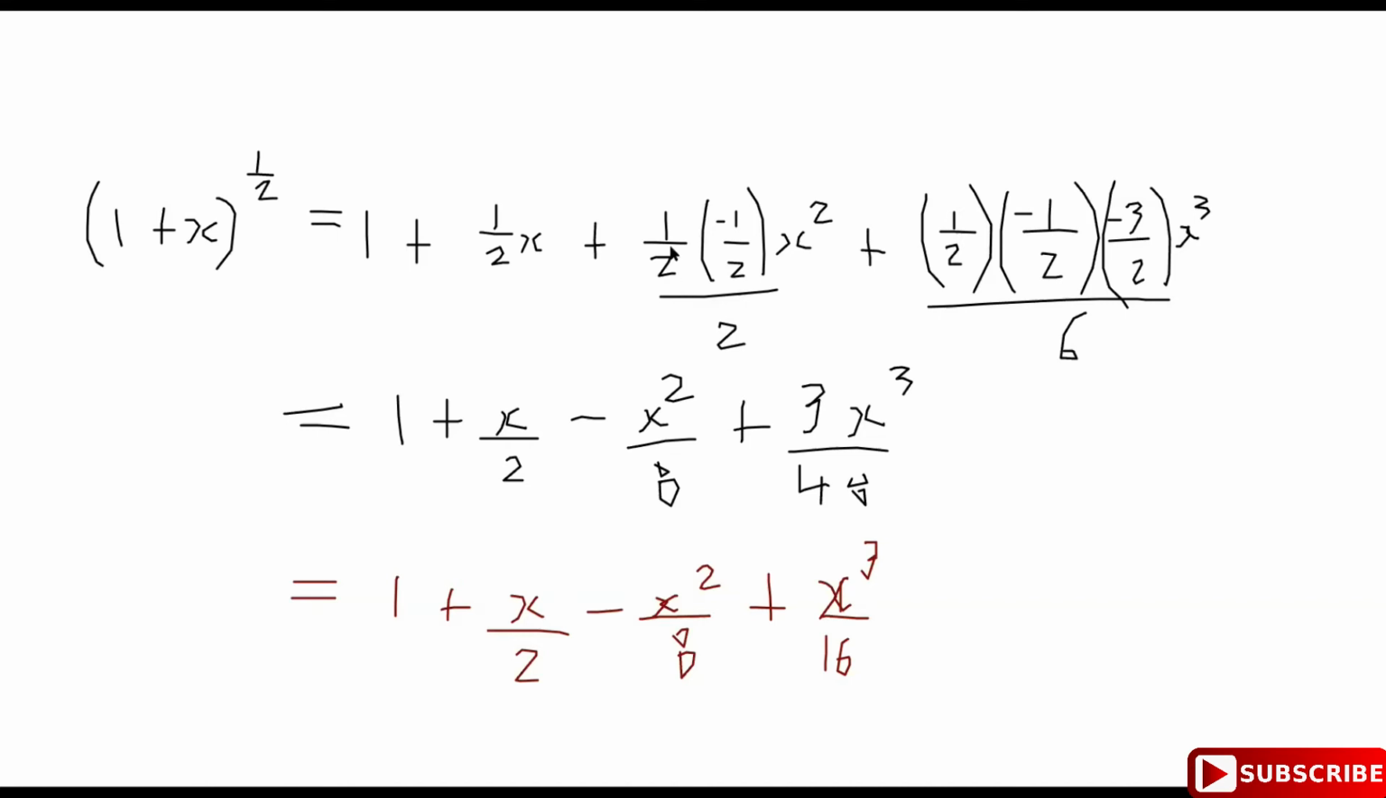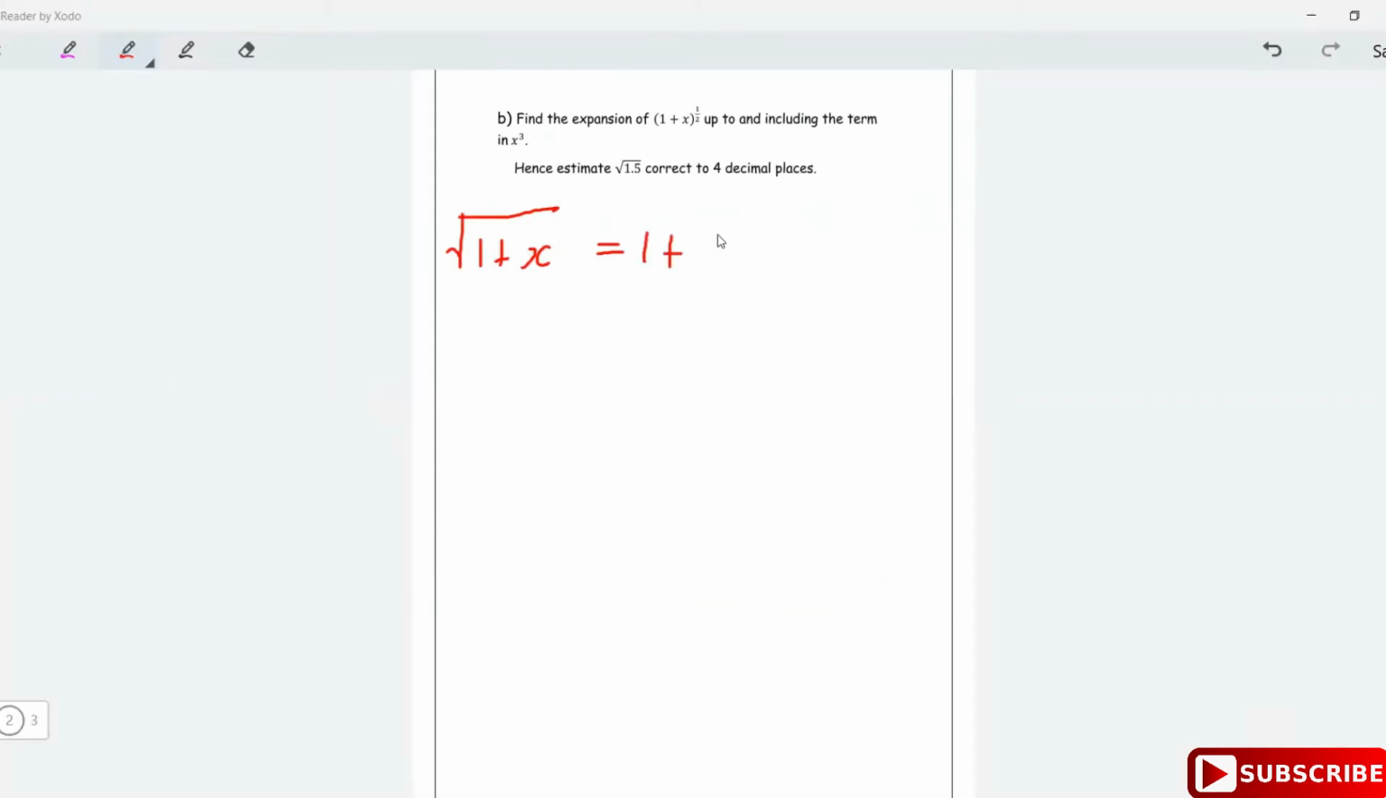1 plus x over 2 minus x squared over 8, and then it was plus x cubed over 16. This is what we get. Easy. Then the next part says, hence find the square root of 1.5 to 4 decimal places.